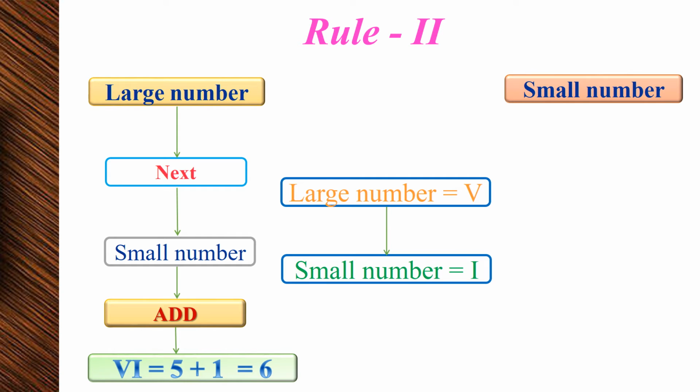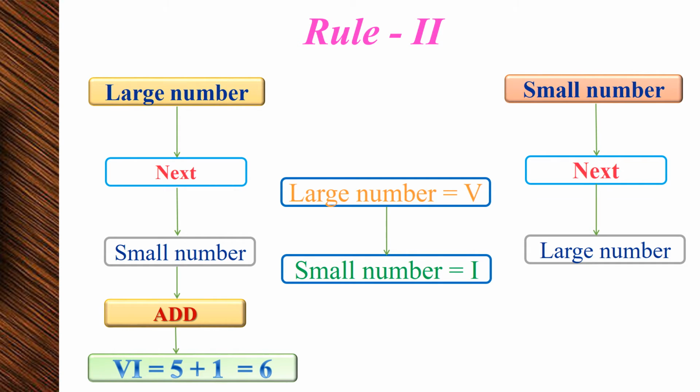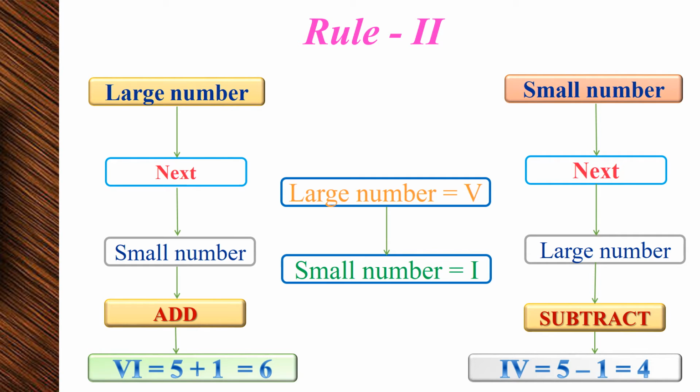Next, when a smaller number is followed by a larger number, we have to subtract. Let us take the same large number and smaller number here. IV. Here the value of I is smaller than V. I comes first, so we have to subtract. First we write the value for V and it should be subtracted by the first symbol I. The value of I is 1. 5 minus 1 is equal to 4.